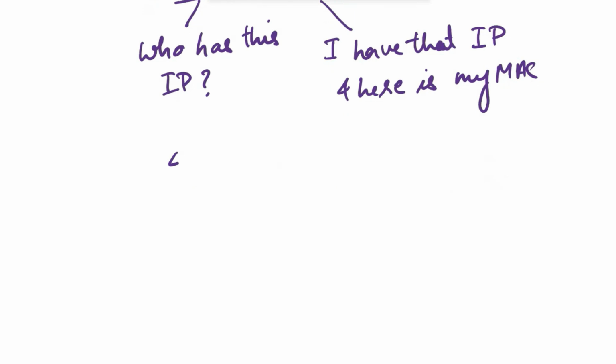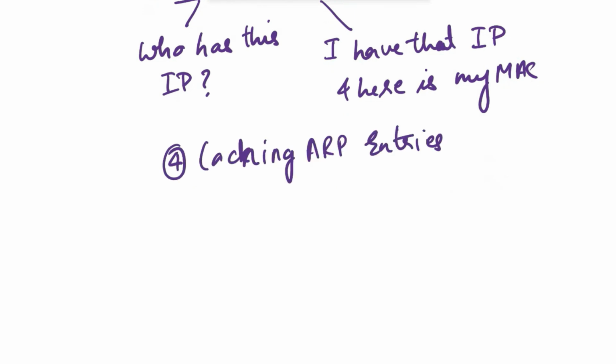So the next point is caching ARP entries. To avoid sending ARP requests for every communication, devices maintain an ARP cache or ARP table. This cache stores the IP to MAC address mappings that have been recently resolved. When a device needs to communicate with another device on the same local network, it checks its ARP cache first. If the mapping is found, it can use the cached MAC address for communication.